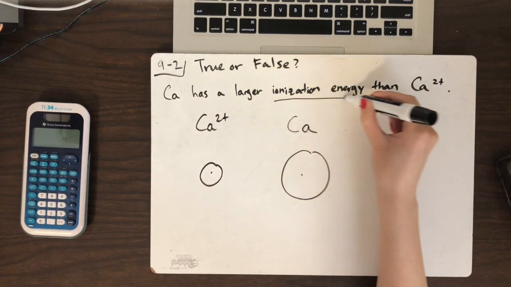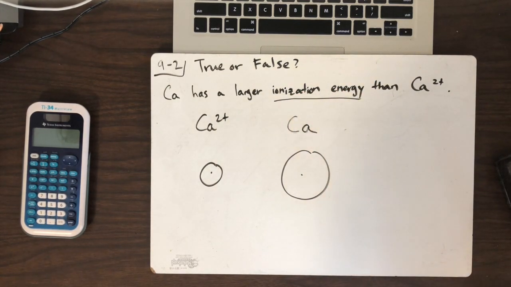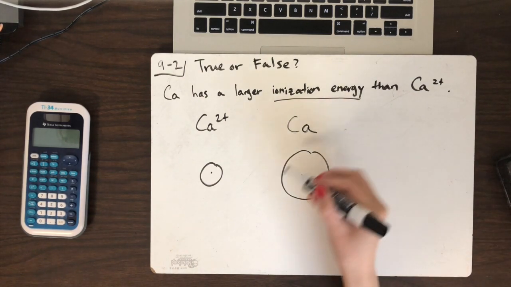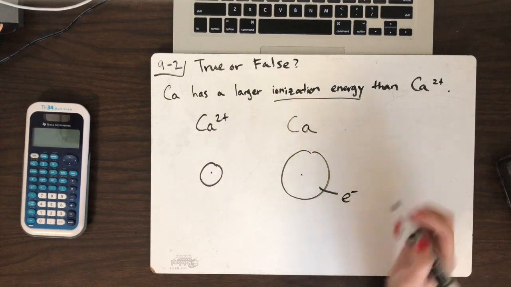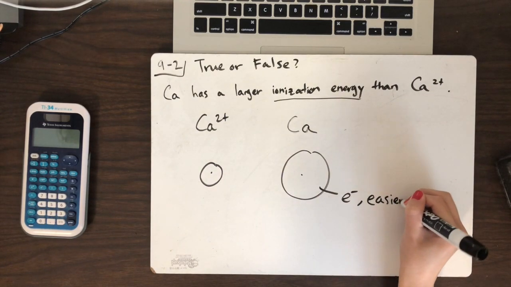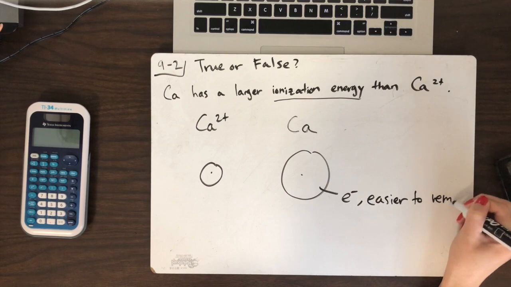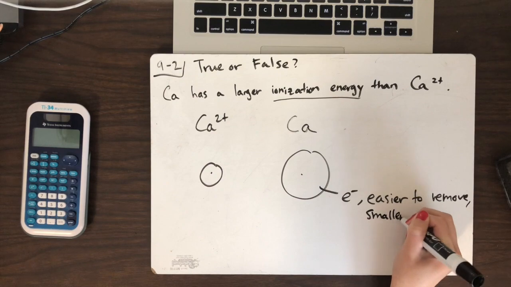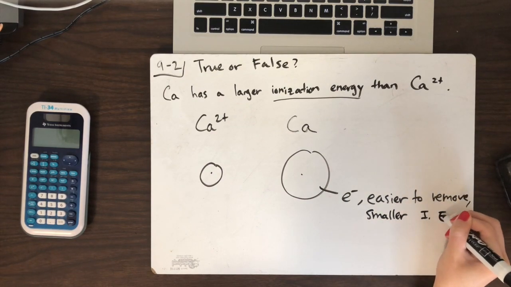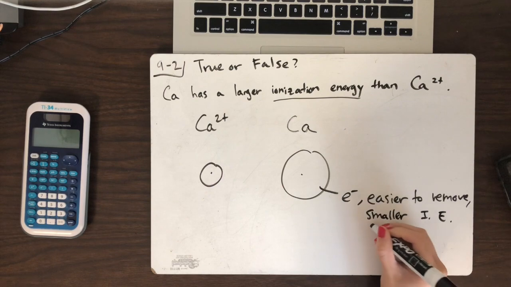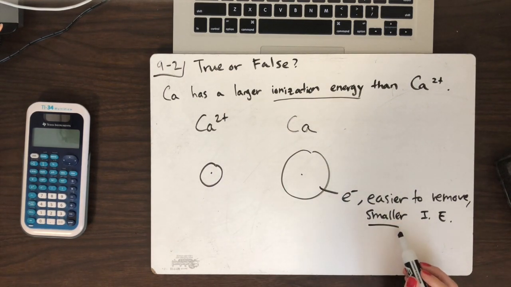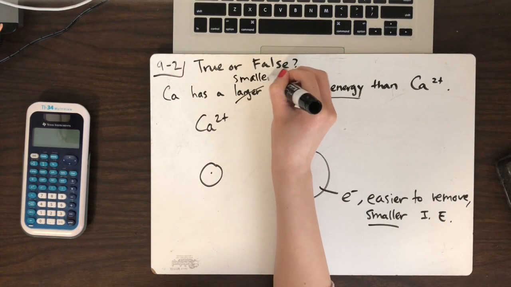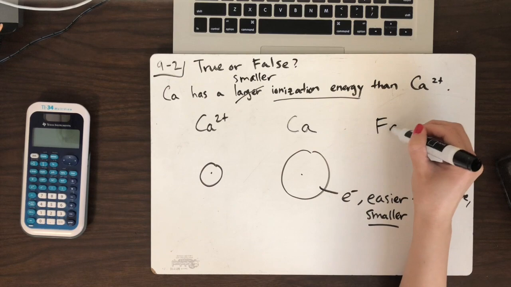If we're thinking about ionization energy, which is the energy to remove an electron, it's going to be easier to pull an electron out from the bigger cloud than it is from the very small cloud. When it's easier to remove, it has a smaller ionization energy. So we decided Ca has a smaller IE, but this statement says larger. So the statement as written is false.